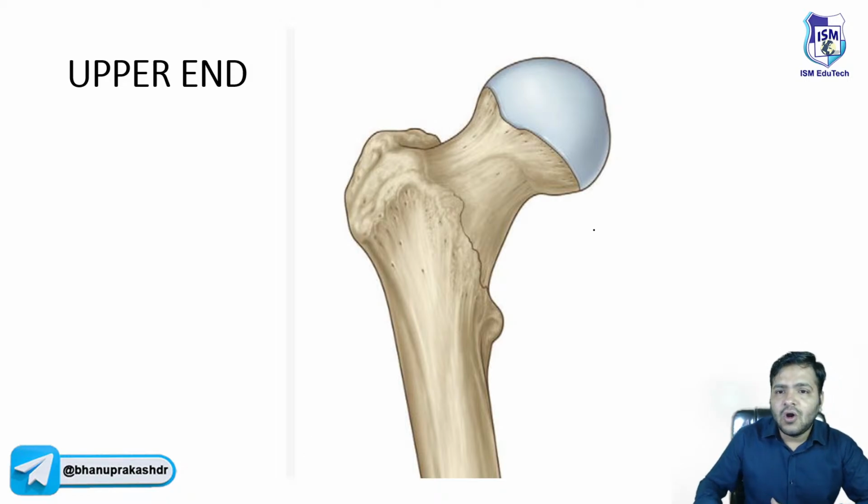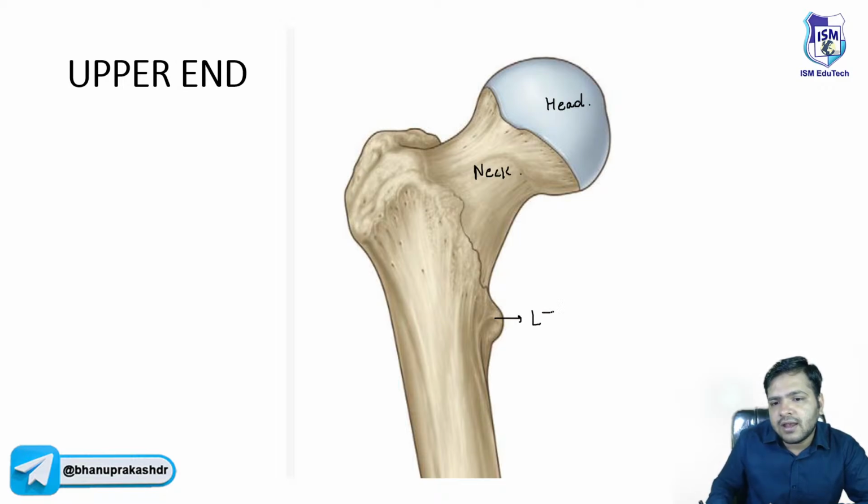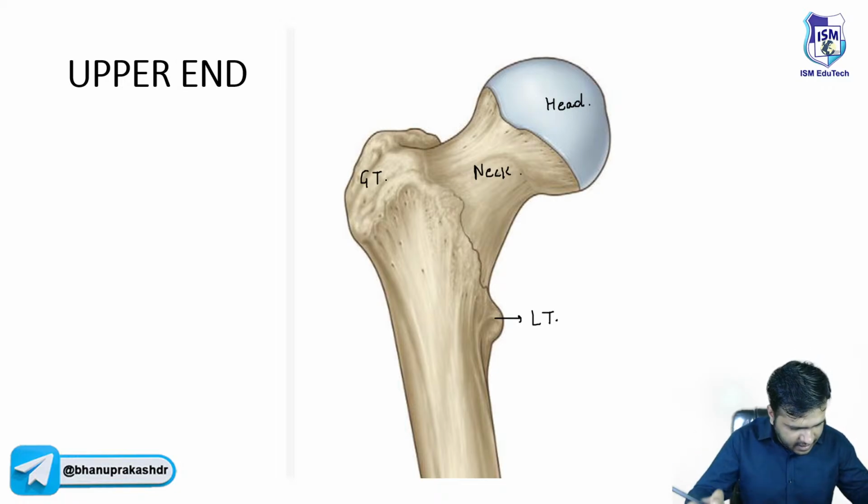Yes, you all can see, beta. This is the head of the femur. This is the neck of the femur, right? This is the lesser trochanter, and this is the greater trochanter. Yes, everyone is right, beta. You already know the head of the femur is always facing medially. So one by one, we will be discussing all the parts.